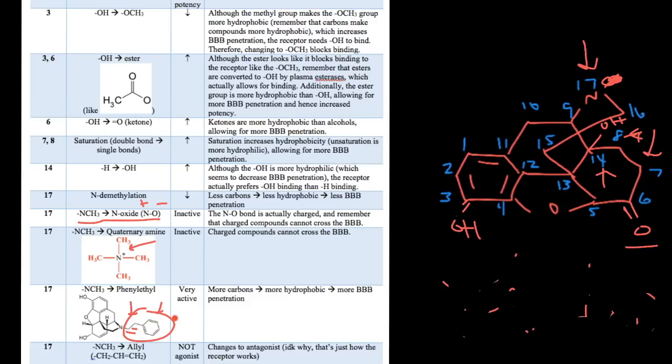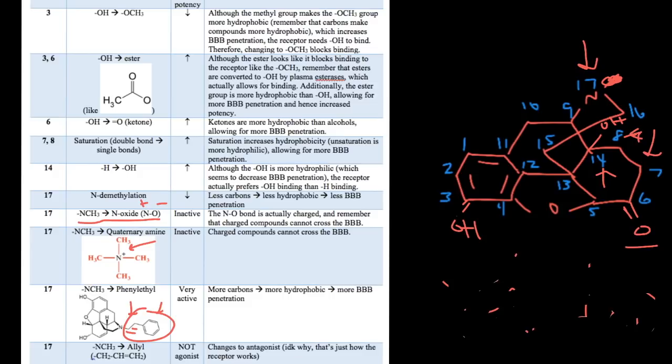So if you have a phenylethyl group, it's actually very active. Why? The receptor actually prefers this for binding. Also, more carbons means more hydrophobic, therefore more blood-brain barrier penetration. If you change this nitrogen group to an allyl group, which is a CH2, which I'll show you later, it actually is not an agonist, it changes to an antagonist. I don't know why, that's just how the receptor works.